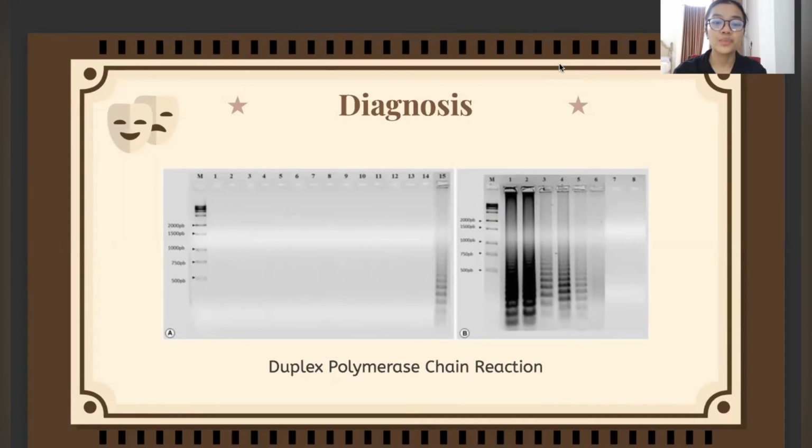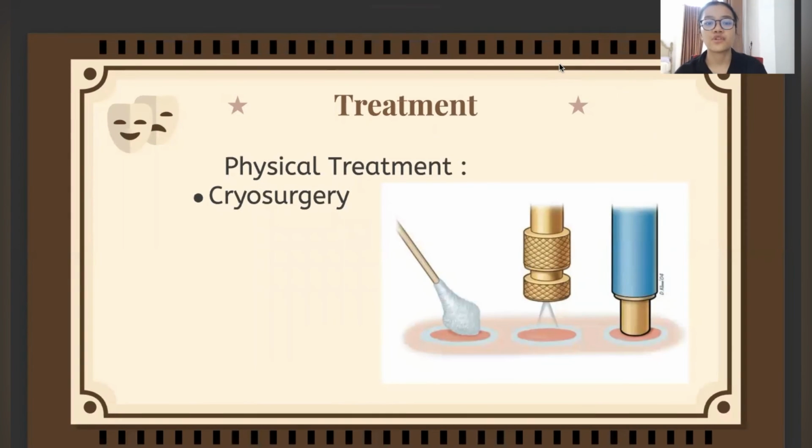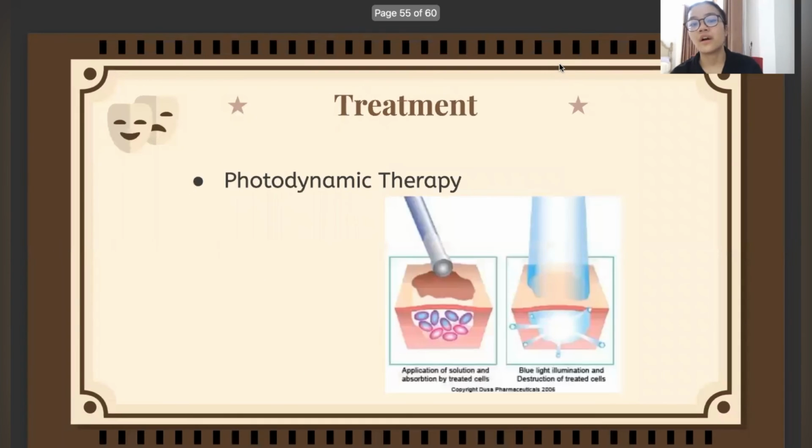Besides that, we can also use a duplex polymerase chain reaction, in which we take the DNA of the fungi and do this test to further confirm whether or not it is chromoblastomycosis. For the treatments, there are several drugs that can be used, but the 2 main ones are itraconazole and terbinafine, which can be used individually or in combination. Amphotericin B and posaconazole can be used when both itraconazole and terbinafine are not effective on the patient. Besides that, there are also physical treatments, which include cryosurgery, heat therapy, and photodynamic therapy.